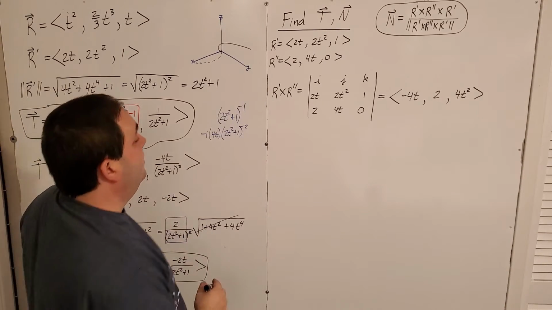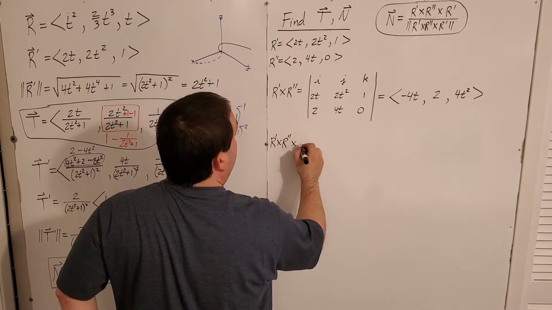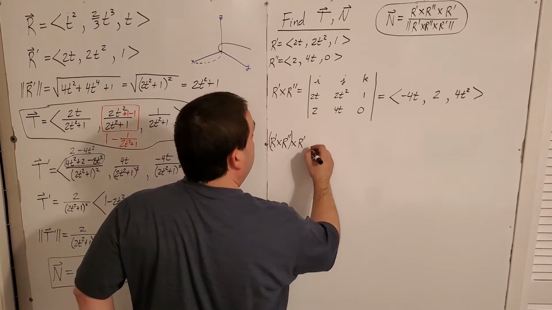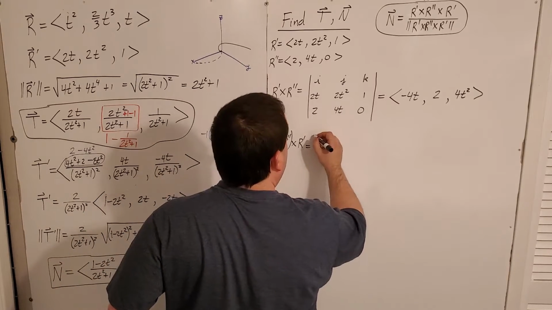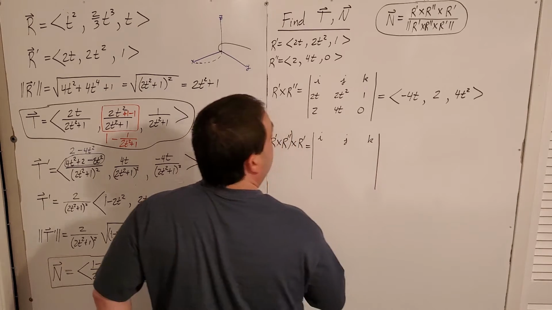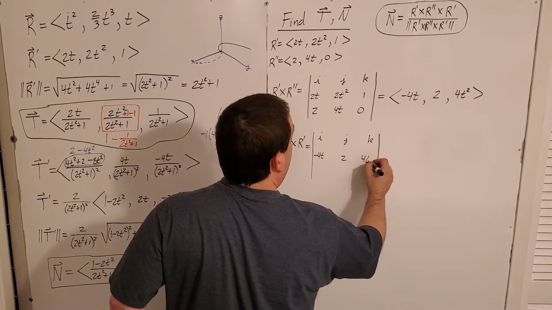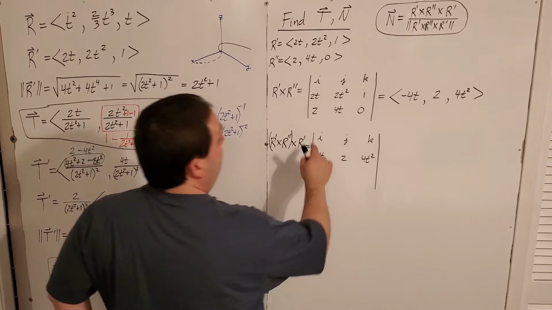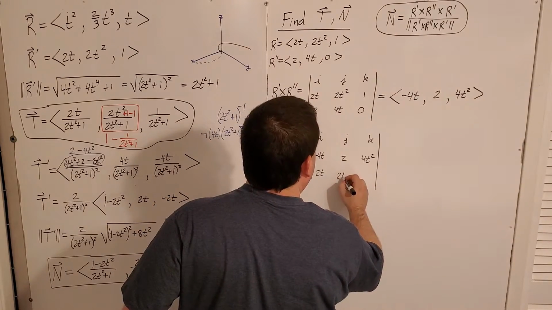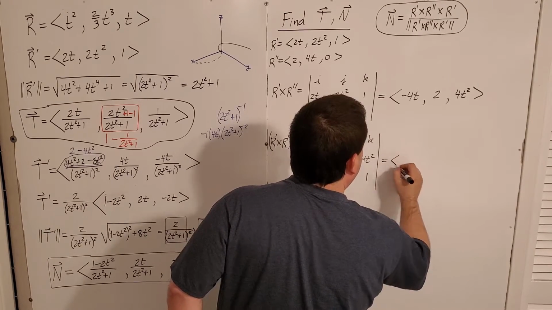Now, I'm going to do r prime cross r double prime, that thing we just found, crossed with r prime again. Okay? So I have my i, j, and k again. I have the negative 4t, the 2, and the 4t squared. And then crossed with r prime, so that's 2t squared, and 1. Okay, so let's do that cross product.